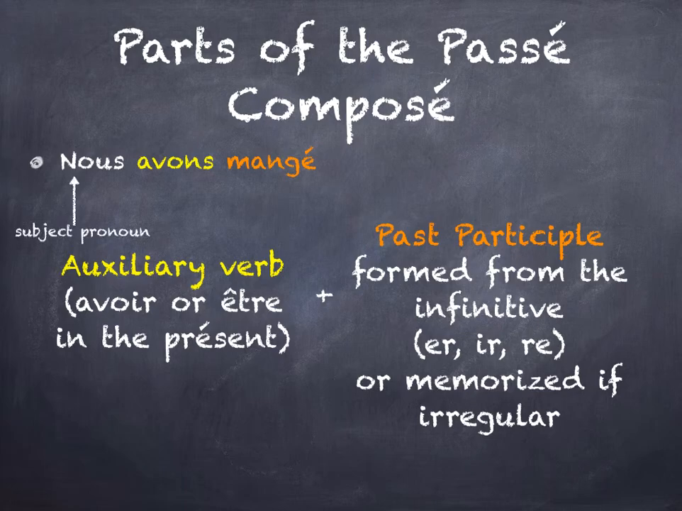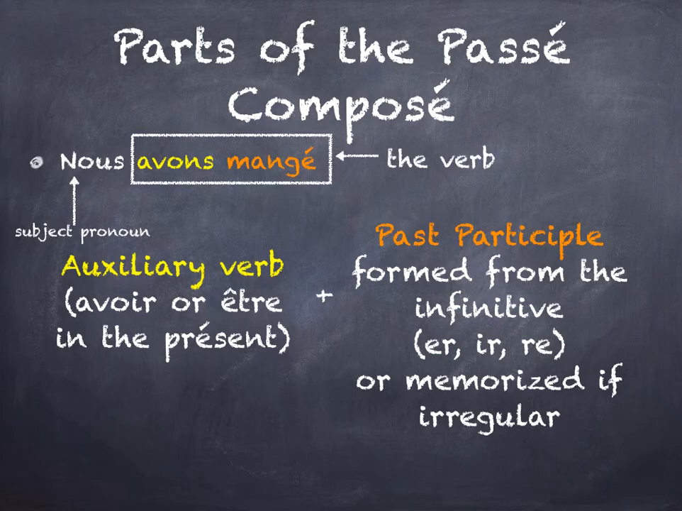Nous is, of course, the subject pronoun. This is not part of the verb whatsoever. It's the subject of our sentence, and it happens to be a pronoun, therefore it's a subject pronoun. All of the subjects that we write on our verb conjugations, the je, tu, il, elle, on, nous, vous, ils, and elles, are subject pronouns.